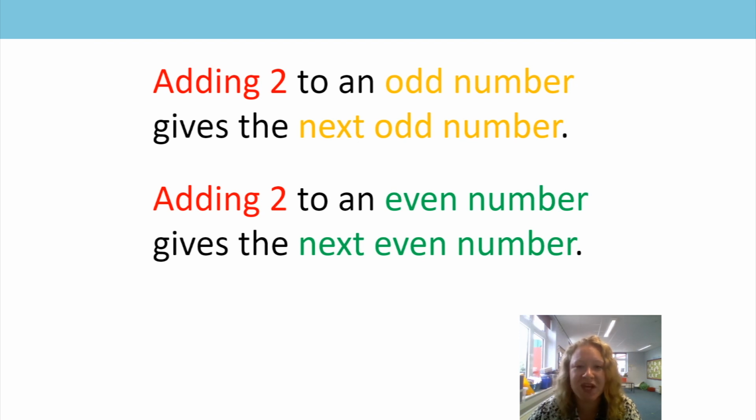Why don't you pause here and just have a think about what is the same and what is different? Did you come back? Well done. So both times, in both generalisations, we were adding 2, weren't we? But on one we started on an odd number and it gives us the next odd number. And in the other generalisation we are still adding 2, but we start on an even number and it gives us the next even number.